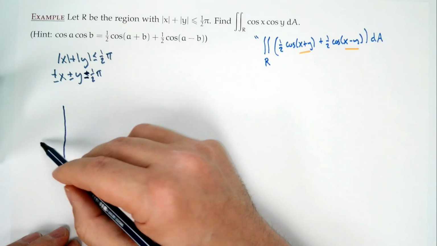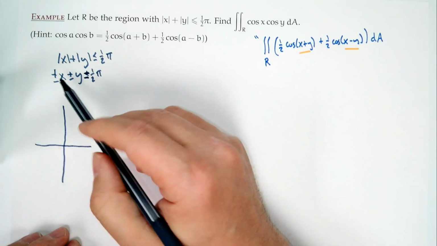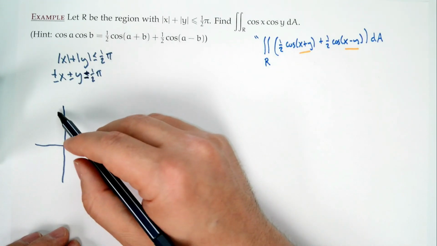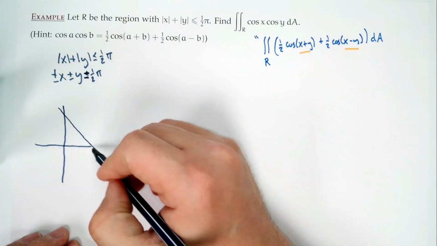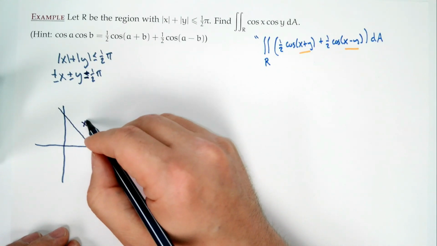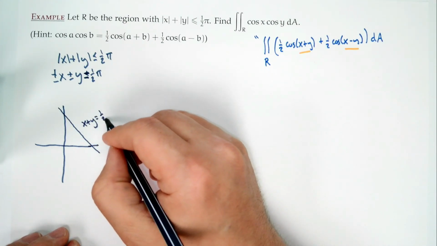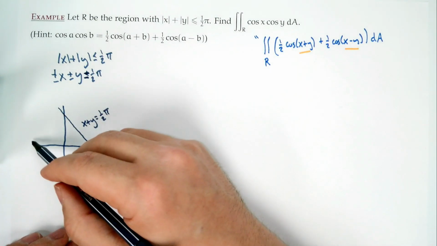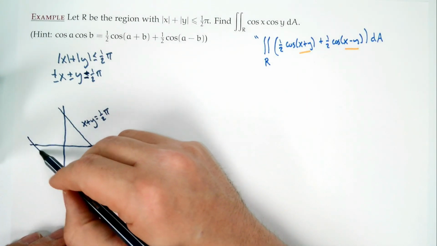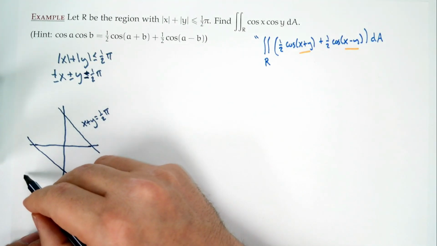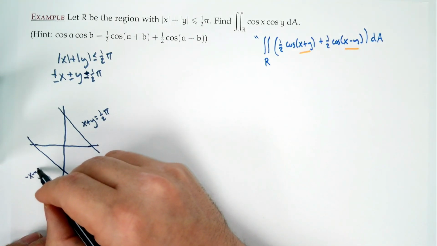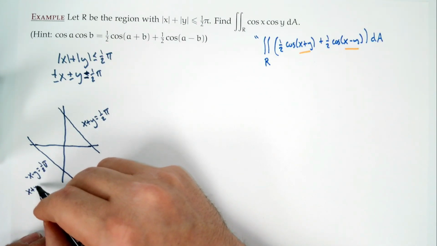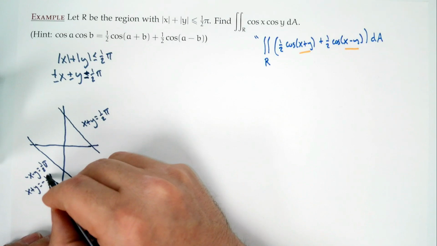So let's graph these really quickly. Suppose I did plus plus. x plus y equals 1/2 pi. That would be this line. So here is x plus y equals 1/2 pi. Now if I did minus minus, that would be on the other side. It would be over here. This would be minus x minus y equals 1/2 pi, or probably a better way to write it is x plus y equals negative 1/2 pi.